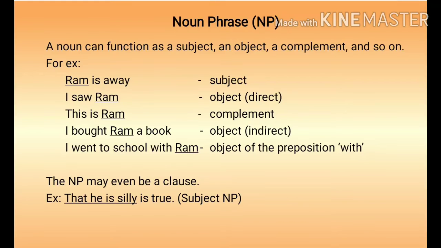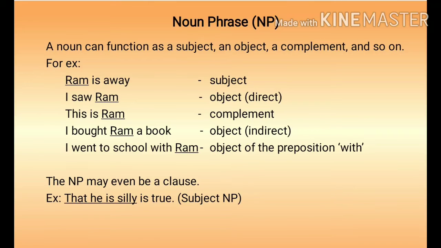First, let's talk about noun phrase or NP. A noun can function as a subject, an object, a complement, and so on. For example, Ram is away. In this sentence, Ram is the subject. I saw Ram. In this sentence, Ram is the direct object. This is Ram. In this sentence, Ram is complement.